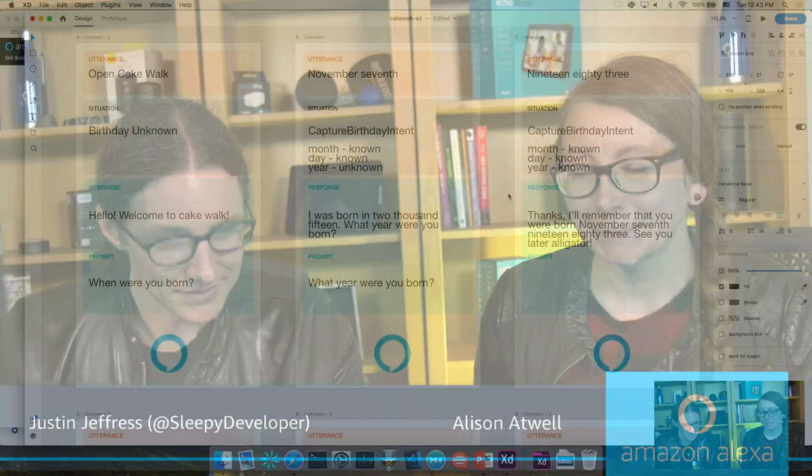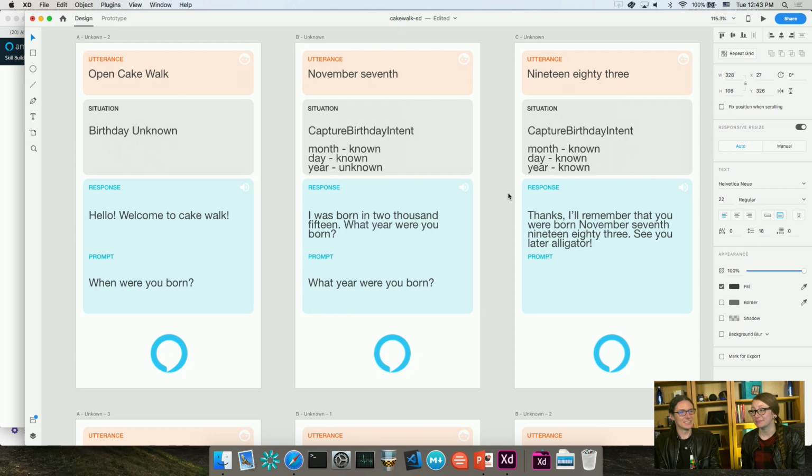All right, so let's see if I can get this back correct. Cool. All right, so now up on the screen, we've got an interaction that represents the case where the user comes back and just says the month and the day. And so here, notice instead of just doing birthday unknown, we've identified what intent. So we're doing the capture birthday intent, but you'll notice we have month, day are known, but year isn't known.